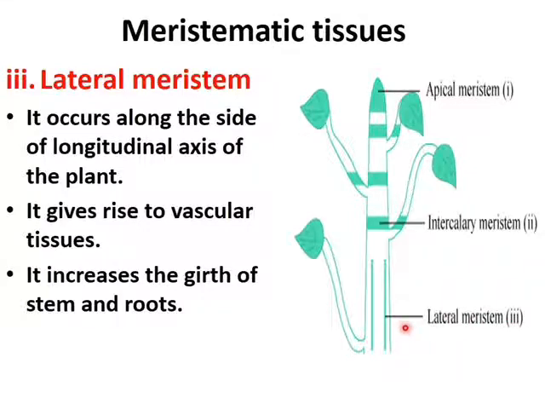Another function of lateral meristem is to increase the girth of stem and root. Now what is meant by girth? Girth means breadth. Okay, it is a length. As you can see in the picture, it is a length and it is a breadth. You might have studied in mathematics also, length and breadth. So the main basic function of lateral meristem is to increase the girth of stems and roots. So these are the three types of meristematic tissues. I hope you've understood these three types of meristematic tissues, which are also called dividing tissues.